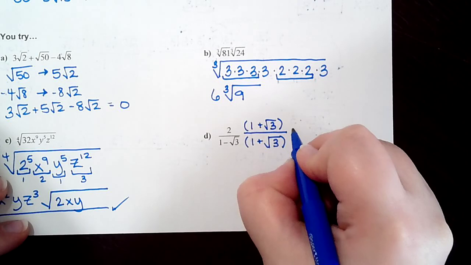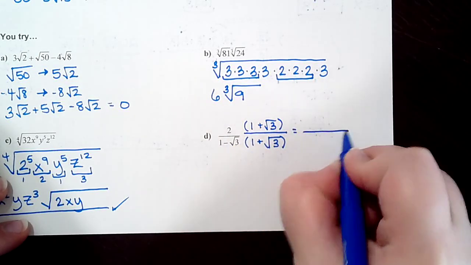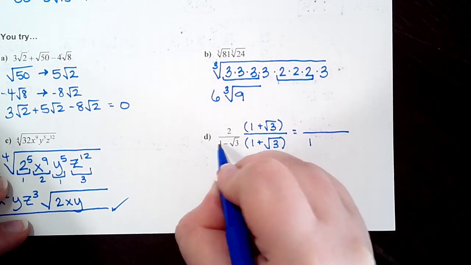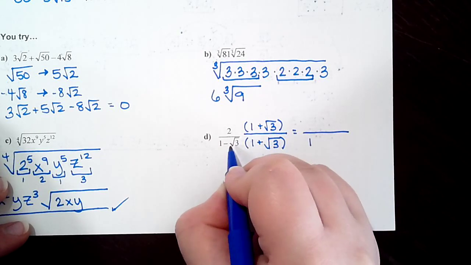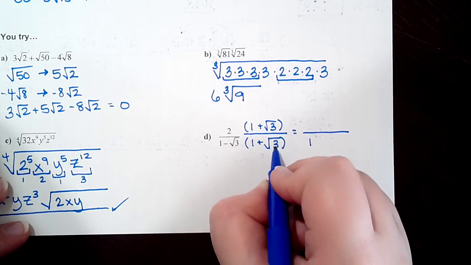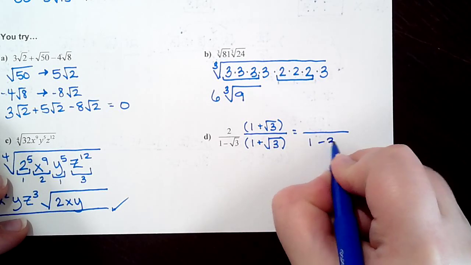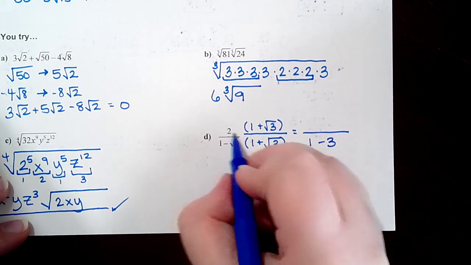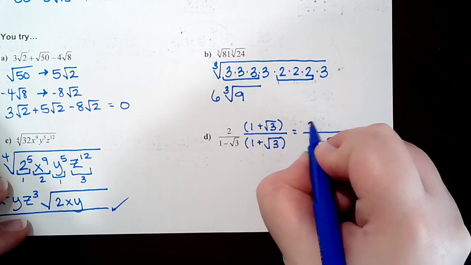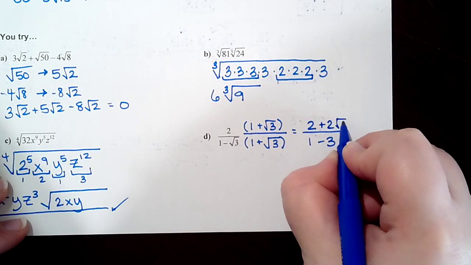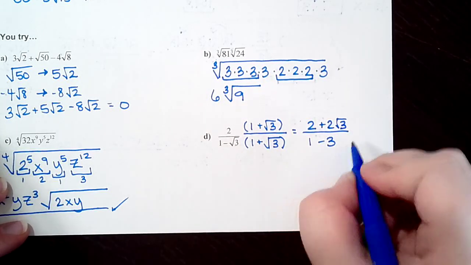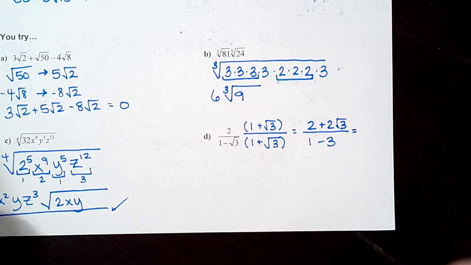Let's go to work. I'm going to do the bottom first. 1 times 1 is 1. The 1 and the 3 cancel out. The negative 3 and the 1 cancel out with that. So you have negative root 3 times positive root 3, which is just negative 3. On the top, you've got 2 times 1, which is 2. 2 times root 3, which is plus 2 root 3. On the bottom, you have a negative 2.